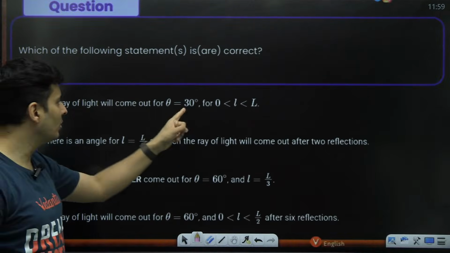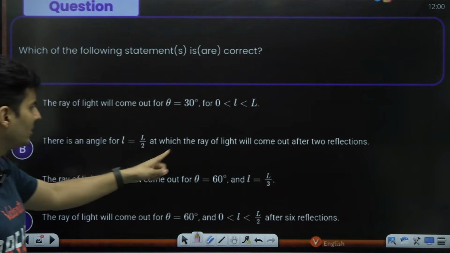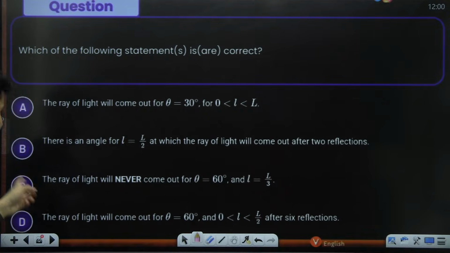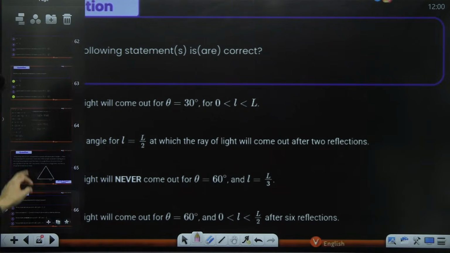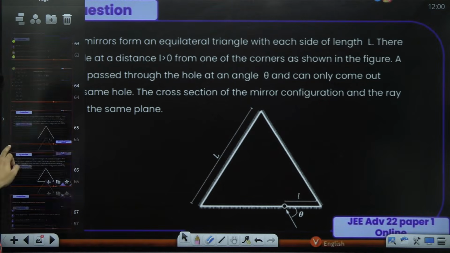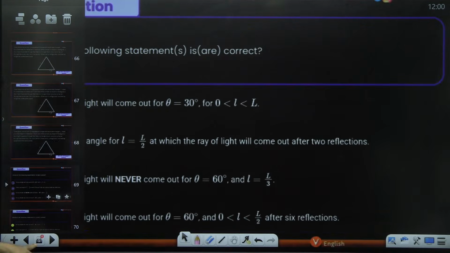The ray of light will come out for theta is equal to 30. If l is equal to L by 2, the ray will come out after 2 reflections. The ray will never come out for 60. The ray will come out for 60 if this is the case. So I think some scenarios are mentioned. So let's try to treat each scenario differently. What is the first scenario?